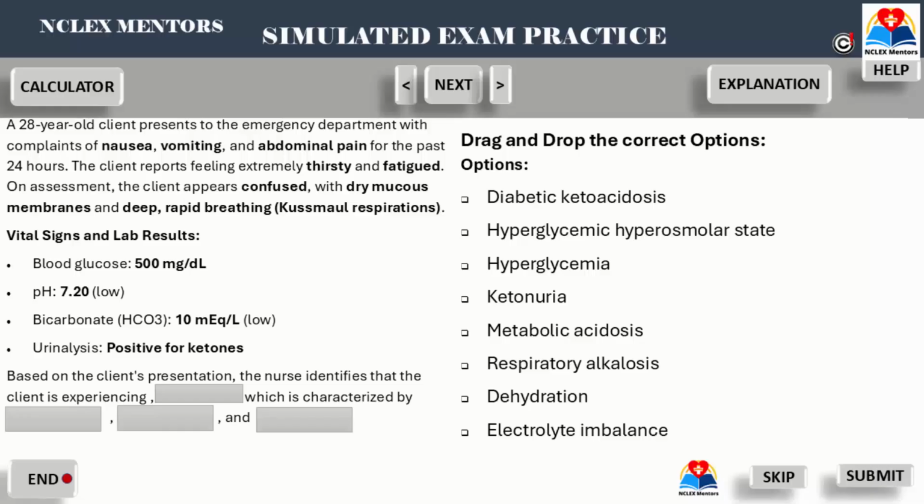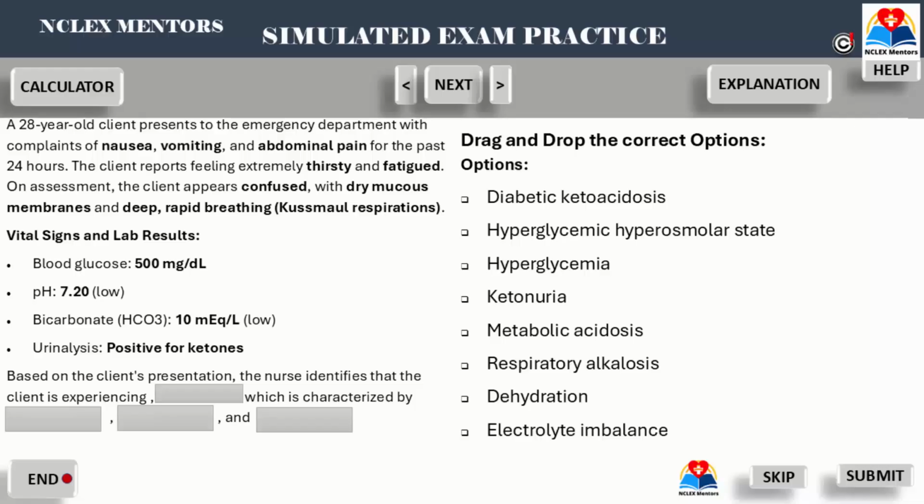Question. Imagine this scenario. A 28-year-old client arrives at the emergency department. They're complaining of vomiting and abdominal pain, and this has been going on for the past 24 hours. Now, they also mention feeling extremely thirsty and fatigued, which should raise some concerns. On assessment, the client appears confused, with dry mucous membranes, meaning they're likely dehydrated, and they're breathing in a distinct pattern known as Kussmaul respirations, deep, rapid breaths that signal the body's attempt to correct a severe acid imbalance.